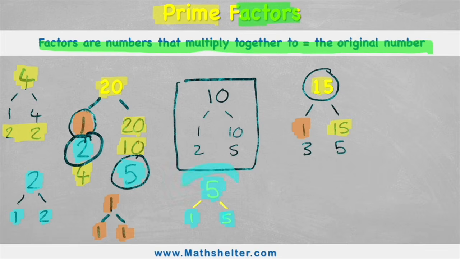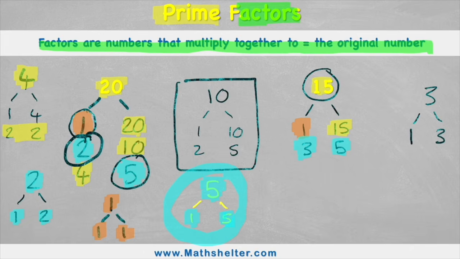We know from our past experience that 5 is a prime number, but let's have a look at the number 3. 3 can only be made up of multiplying 1 times 3. So 3 is also a prime number. So the prime numbers of 15 are 3 and 5.